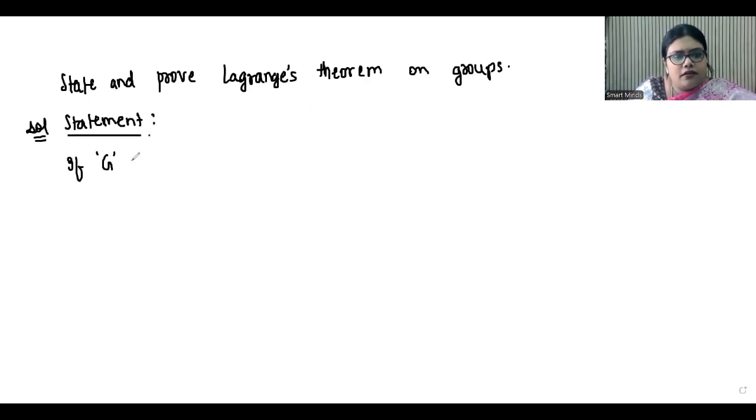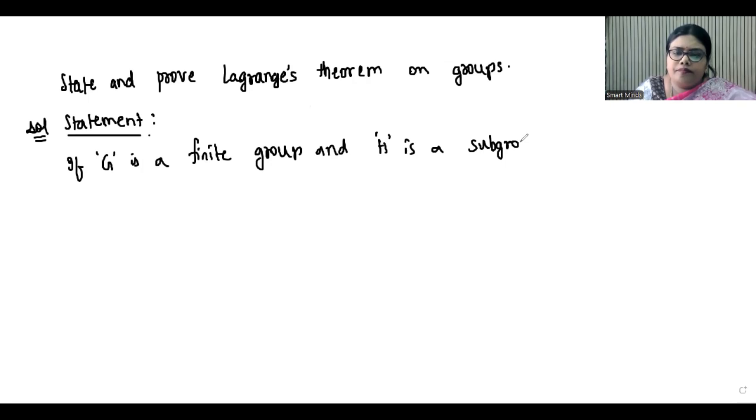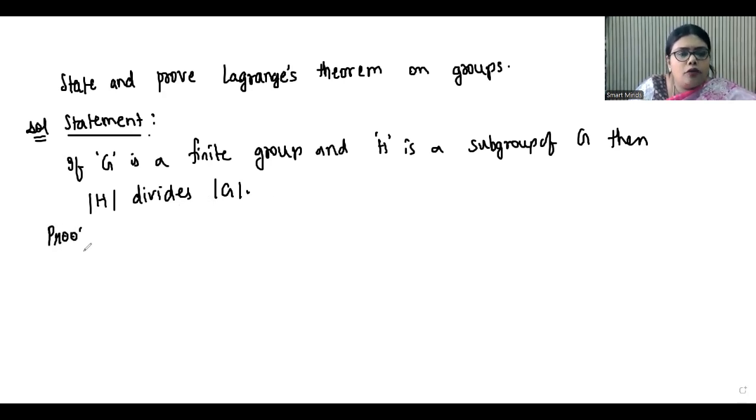If G is a finite group and H is a subgroup of G, then we can say that mod H divides mod G. Here mod means order. Order of H divides order of G. Okay, so let us see how to prove this.